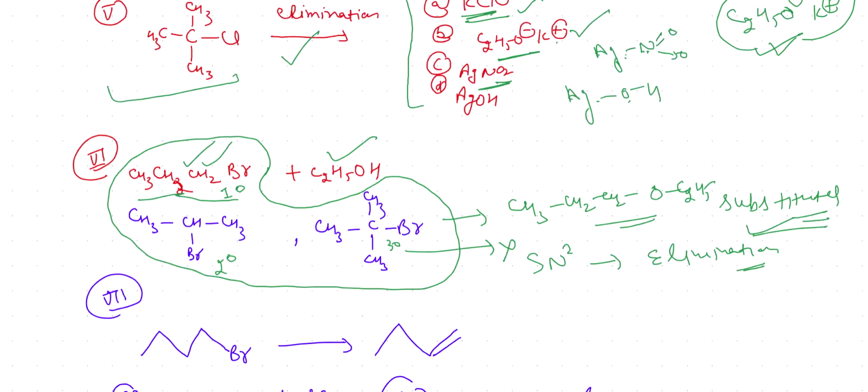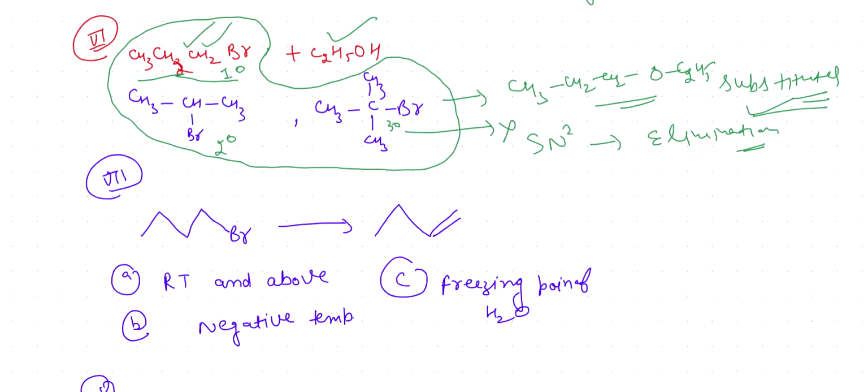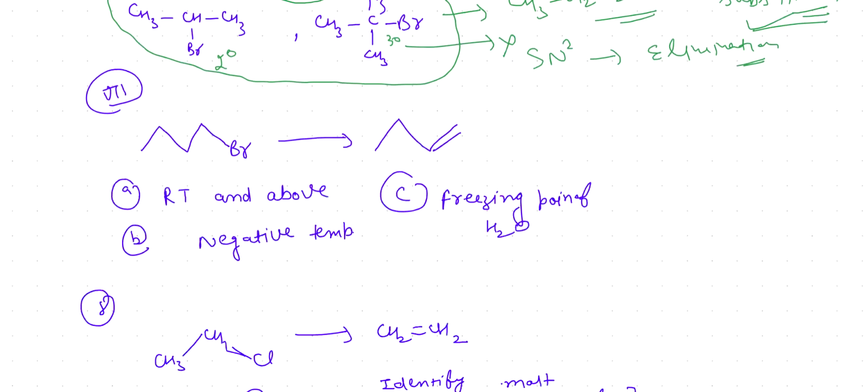The next one is, so this is the reactant and this is the final product. Look at the reactant and the final product. This is a primary alkyl halide and this is an alkene. Alkene is formed in the case of elimination. Okay.